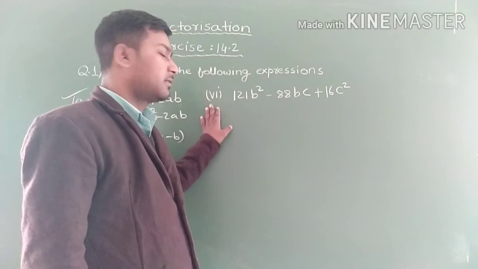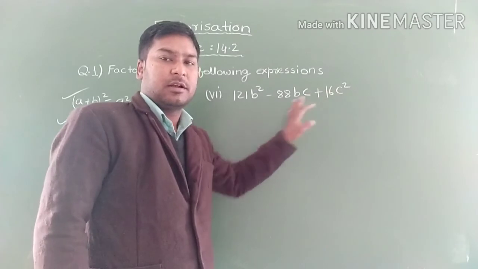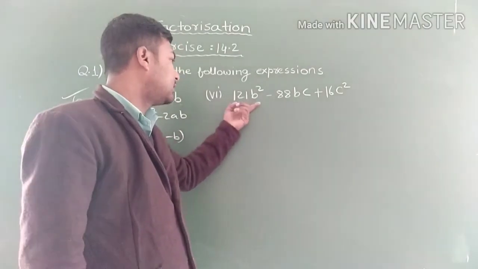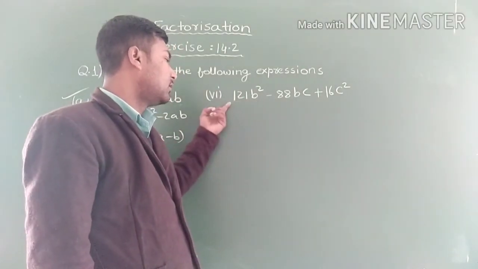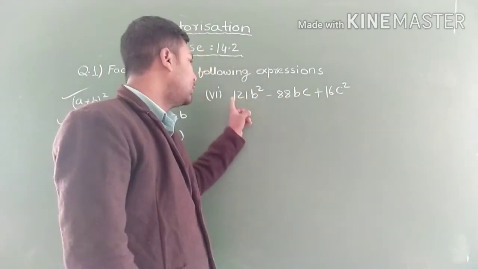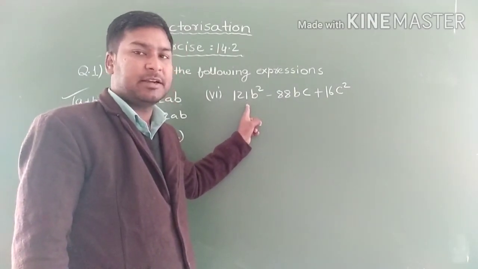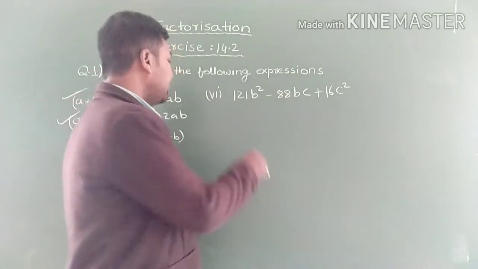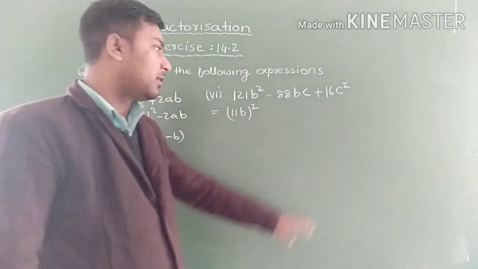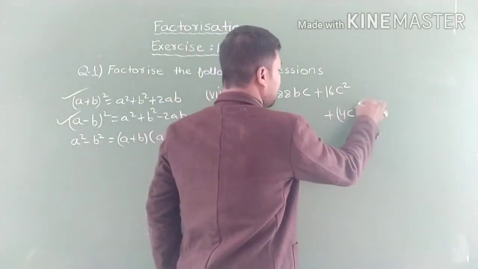Question number 6. Now 121b square plus 16c square. Now in this question, first of all we have to convert this term into a whole square, and this term is also a whole square. So 121 is the square of 11. 11 into 11, that is 121. So we can write 11b whole square. Okay. Now next 16c square. So it will be converted as 4c whole square.